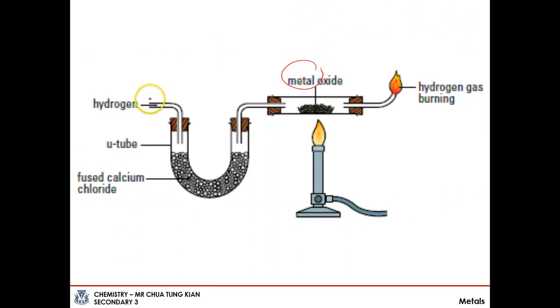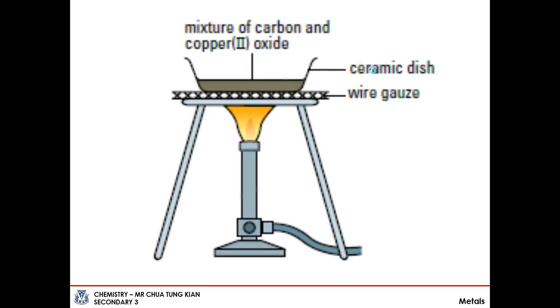So you pass hydrogen gas through, you heat the metal oxide, and if it can be reduced by hydrogen gas, at the end of the day we will have the metal here, and we have water vapor escaping from this tube over here.